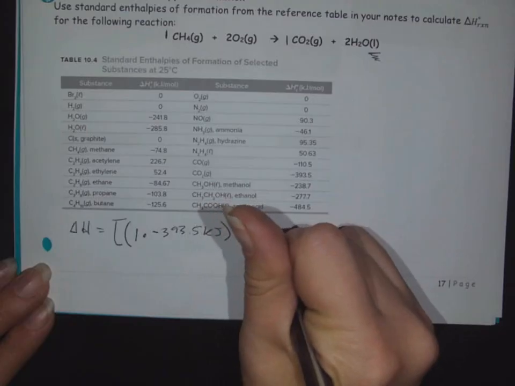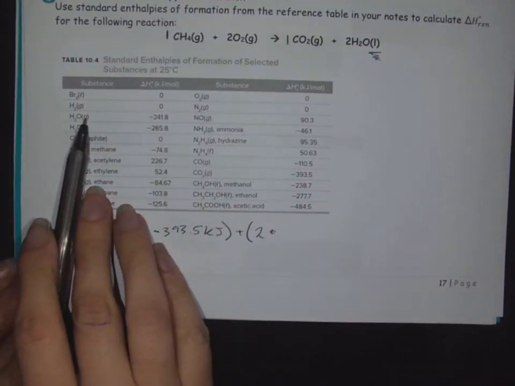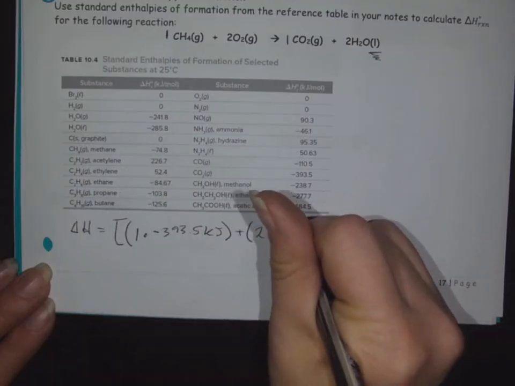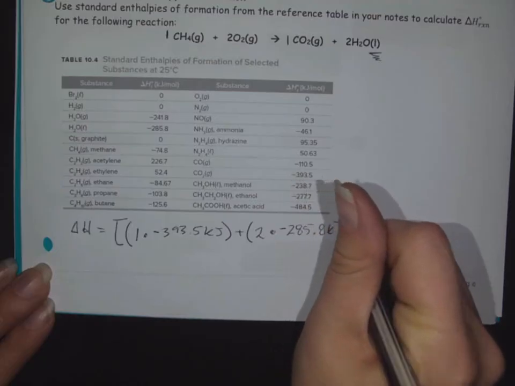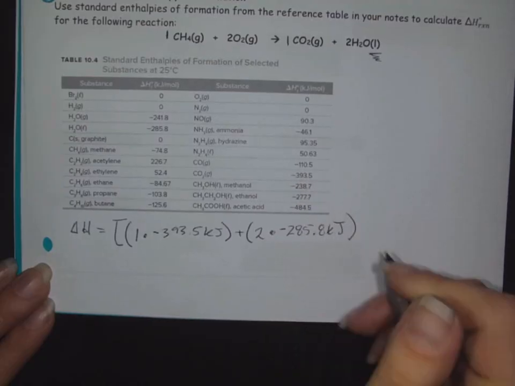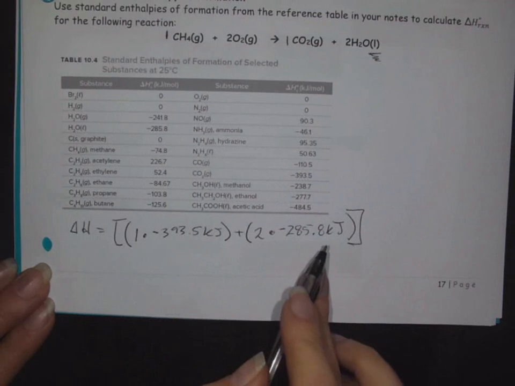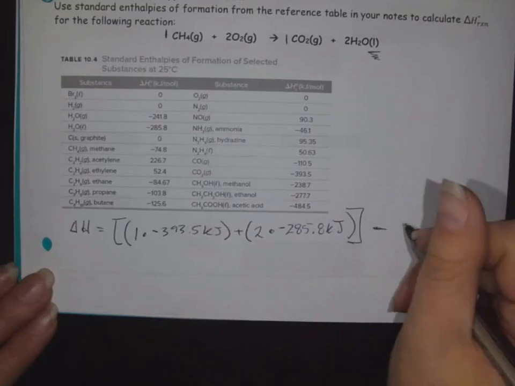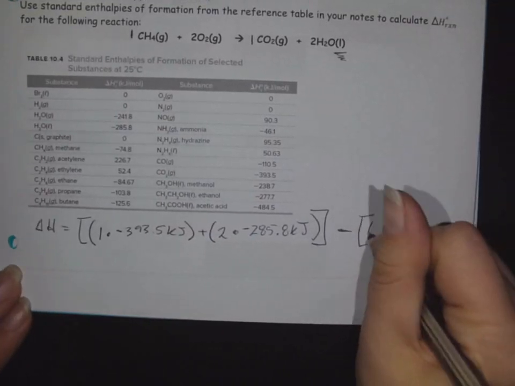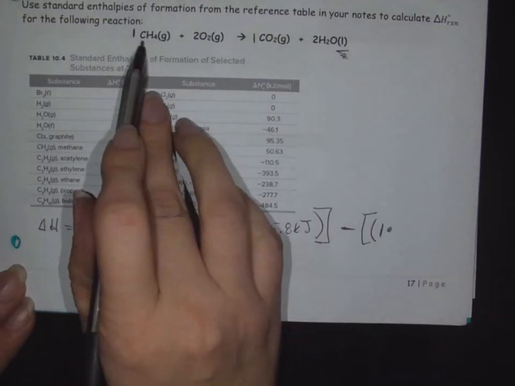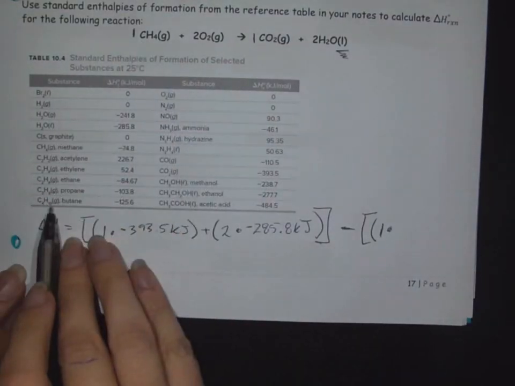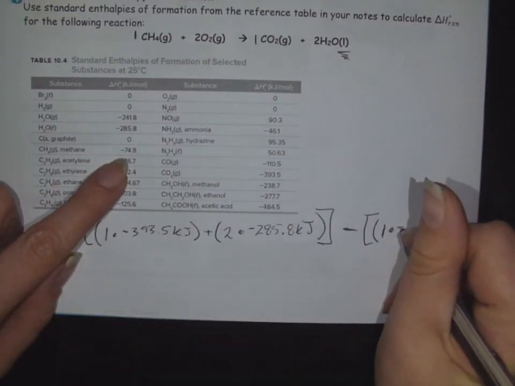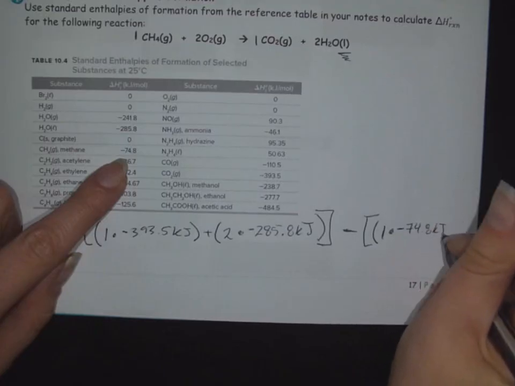Okay, so 2 moles times H2O. Notice we have H2O gas and H2O liquid. We're going with the liquid. Negative 285.8 kilojoules. Great. So those are my products. And then I'm going to subtract this from my reactants. Okay, and on my reactants, I see I have 1 mole of CH4 gas. CH4 gas right there, negative 74.8 kilojoules.